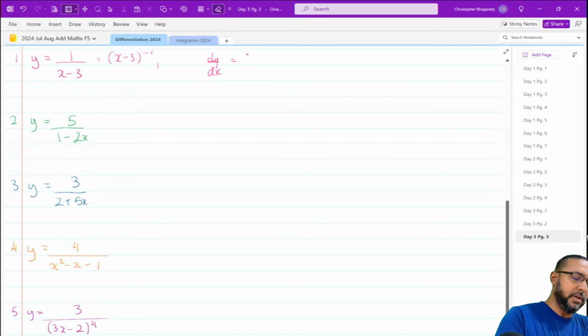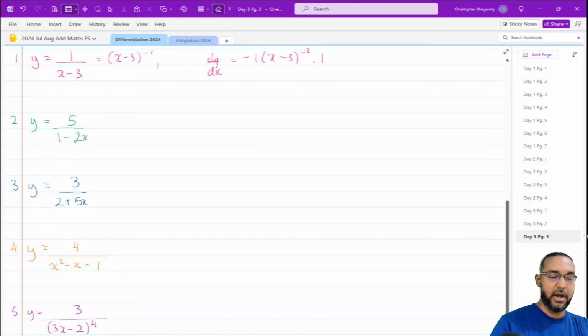y with respect to x. So you multiply the index to the front, you decrease the index by 1, and you multiply by the derivative of inside the bracket, which is just 1. So you get minus 1 by (x minus 3) to the minus 2.